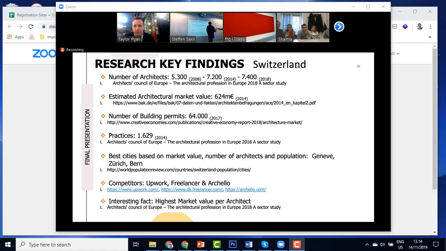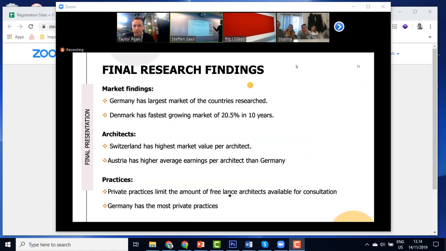So after just saying a lot of different statistics, this is just a slide in summation of the 4 countries that we revised. So, some of the market findings. Germany does have the largest market of all the countries that we researched, but Denmark also has the fastest and most steady incline growth of the market ever before as well.